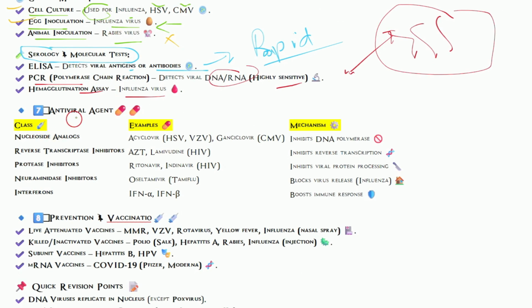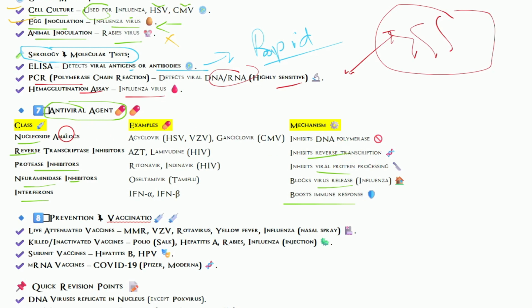Another thing we have is the antiviral agent, which may act against the viruses. They have different classes: nucleoside, reverse transcriptase inhibitor, protease inhibitor. As the name suggests, they inhibit the thing, right? Neuraminidase inhibitor, interferon mainly boosts the immune response. Neuraminidase inhibitors block the virus release in case of influenza, protease inhibitors act on viral protein, and reverse transcriptase inhibitors inhibit reverse transcription.